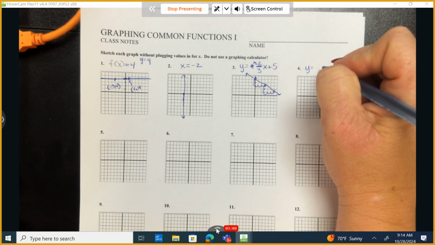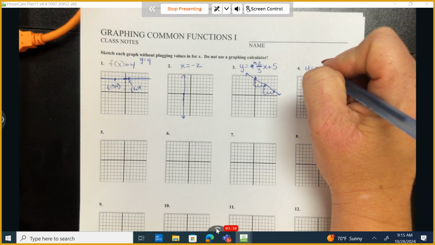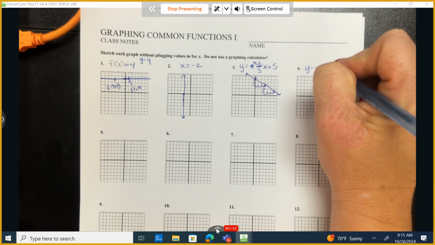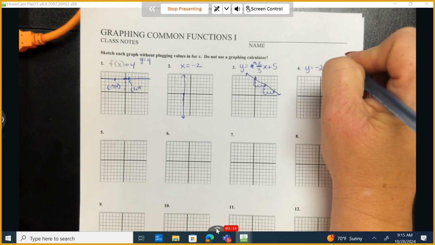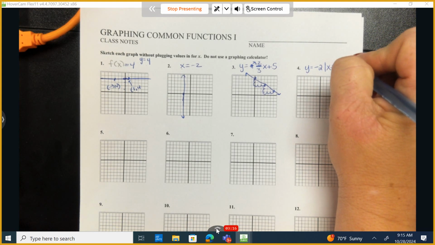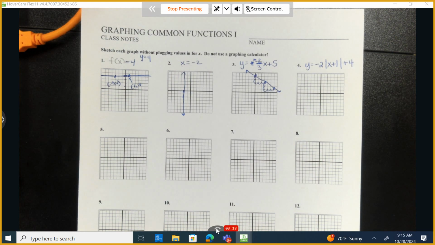Now here's where I'm going to throw a hard one at you right away. Negative 2 times the absolute value of x plus 1, plus 4. We're going to slow this down right now, and I'm going to ask that you grab that toolbox.